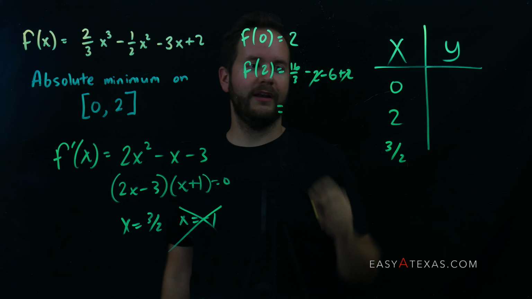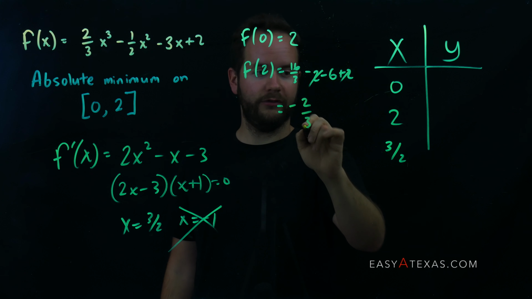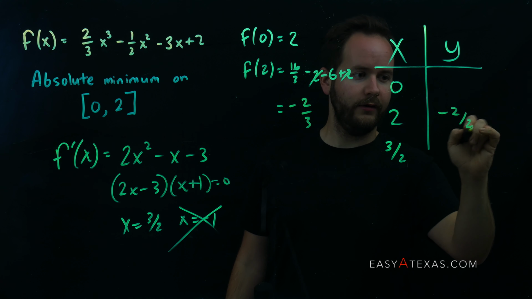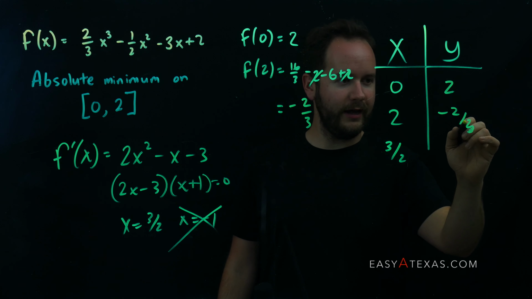16 thirds minus 6 is 18 thirds. 16 thirds minus 18 thirds is negative 2 thirds. So that's the corresponding y value here. I didn't actually put the y value from 0 there. So we have 2, negative 2 thirds.